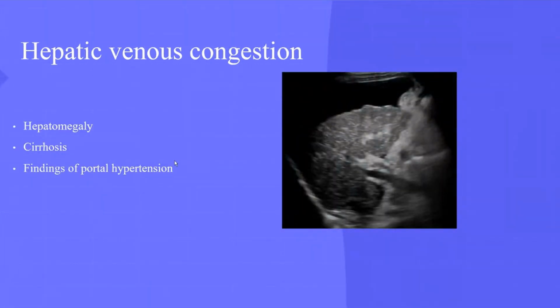So other ultrasound findings can include an enlarged liver, or you can also see cirrhosis, as severe hepatic venous congestion can lead to secondary portal hypertension. Therefore, ultrasound may also demonstrate typical features of portal hypertension.